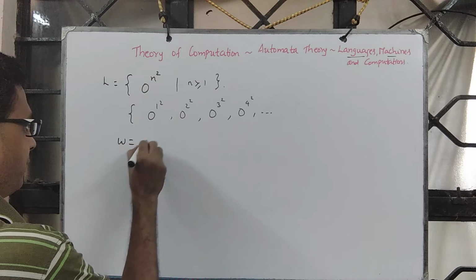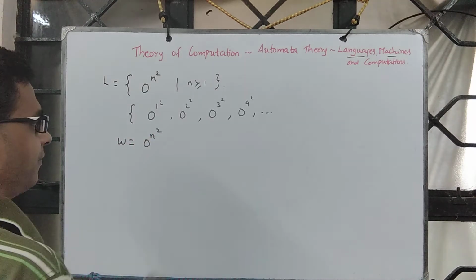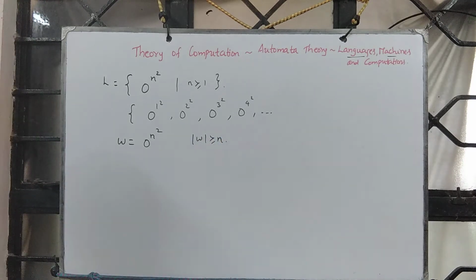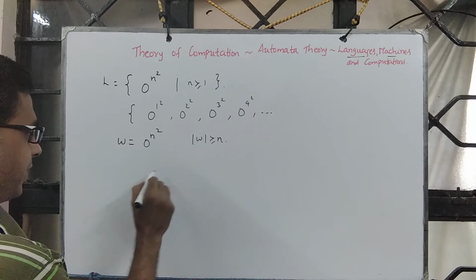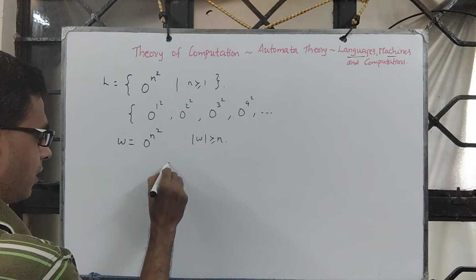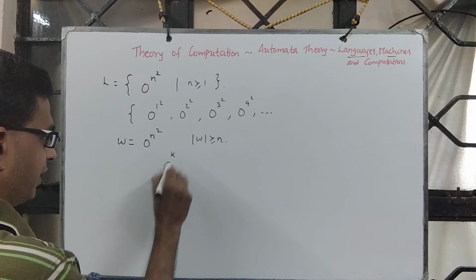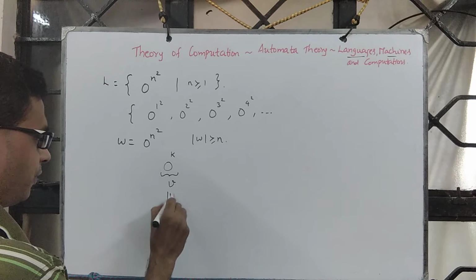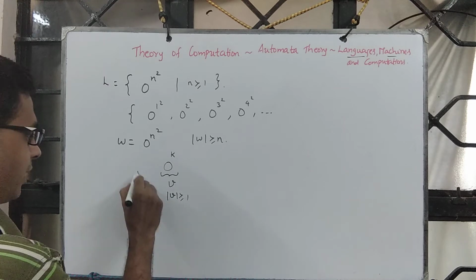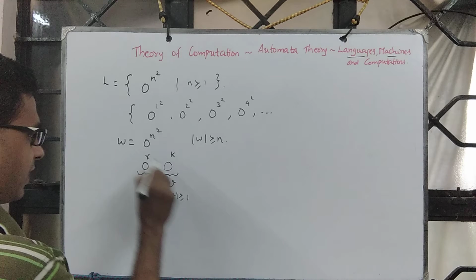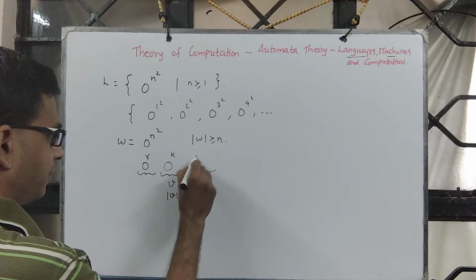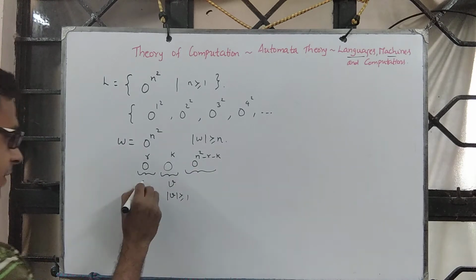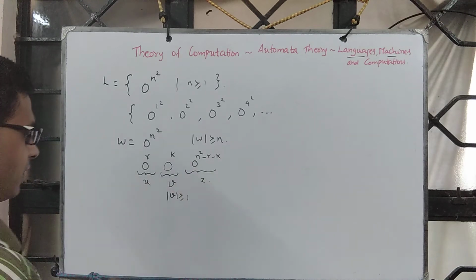We want to show that this is not regular. Let's choose w to be 0 power n square itself. Clearly we see |w| is at least n. And now with this we need to come up with a decomposition. We do not know how many zeros are there in v, so let me call it 0 power k. We only know |v| is at least 1. To its left 0 power r, to its right 0 power n square minus r minus k. So this part is u, this part is z.